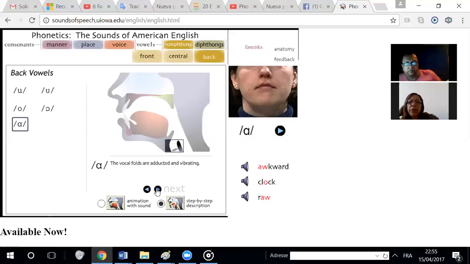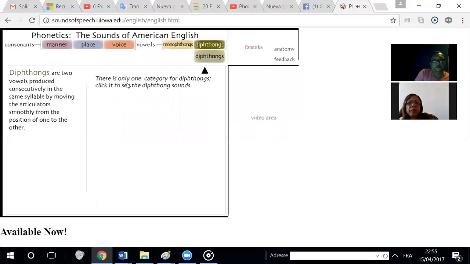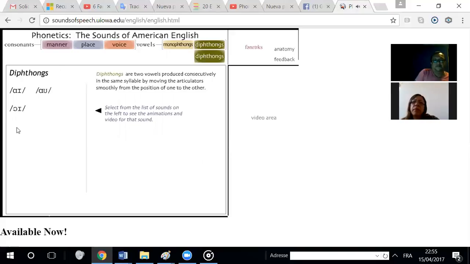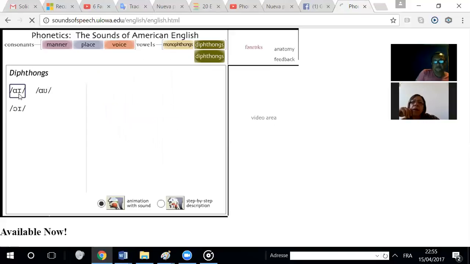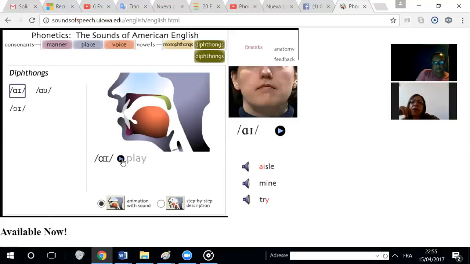The vocal folds are abducted and vibrating. Congratulations. We are going to finish the Iowa course. Only we have three. Very easy. Diphthongs. Okay, phonetics, the sounds of American English, vowels, diphthong.